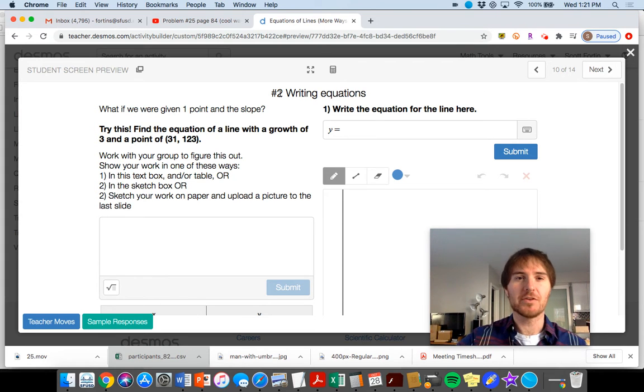It says, what if we were given 1 point and the slope of the line, right? We knew it's a line. We have 1 point. We have the slope. How do we get its equation? So try this. Find the equation of a line with a growth of 3, that means the slope. Growth of 3 over 1, 3 over 1 would be 3. It's a unit rate. And a point of 31, 123. And it has all this space here to show your work and get your answer.